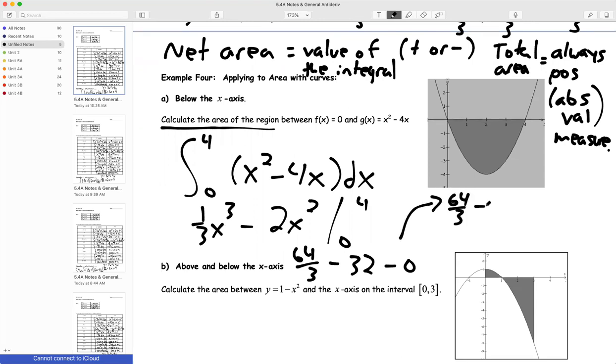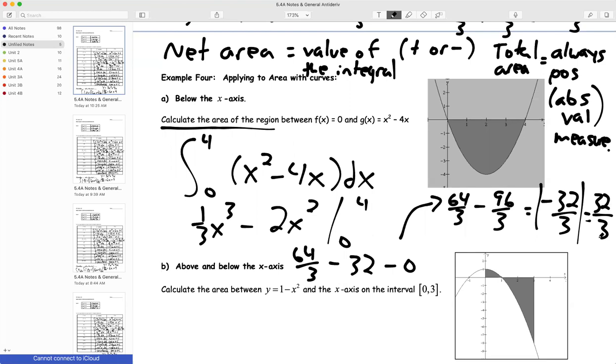64 over 3 minus, I'm going to get a common denominator. Common denominator here is 3. So I'll write this as 96 over 3. So 64 over 3 minus 96 over 3 gives me negative 32 over 3. However, I must take the absolute value since we are talking about total area. Therefore, my final answer is positive 32 over 3.